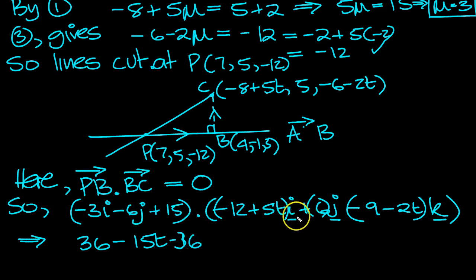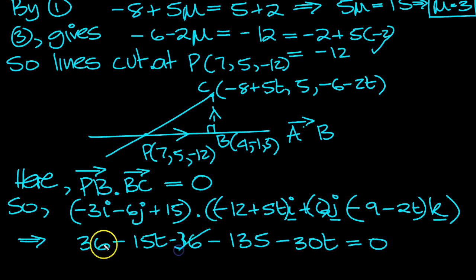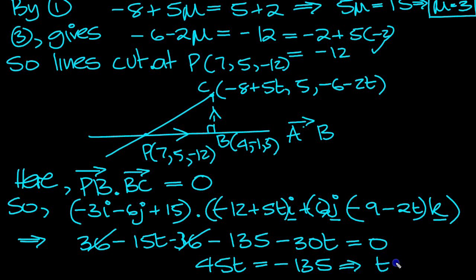And then the third one is 15 times this: 15 nines, 135, so minus 135. And then 15 times minus 2t is minus 30t, equals 0. So the 36 is cancelled, thankfully. We've got minus 45t, which we can move over to the right, and that is equal to the minus 135 on the left. So that tells us what t is. 135 divided by 45 is 3 with a minus, so t is minus 3.